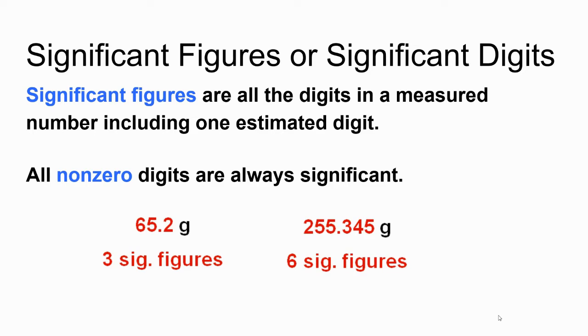The biggest rule probably is that all non-zero digits are always significant, okay? So if we're looking at this number, they are all non-zero. These are all significant figures. So this number has 3 significant figures. These are all significant. So they must have had a really precise scale. It goes out to 3 decimal places. This has 6 significant figures.